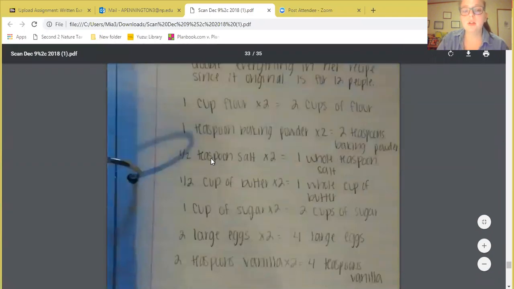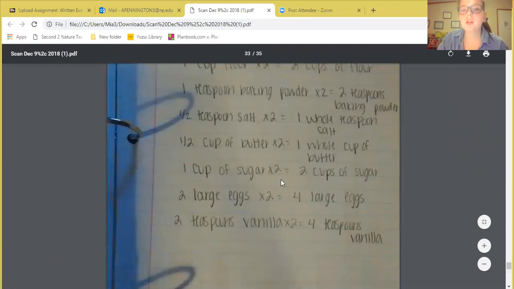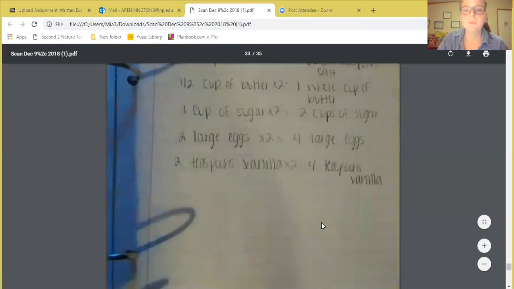So this is what we're going to do. 1 cup of flour times 2 equals 2 cups of flour. 1 teaspoon baking powder times 2 equals 2 teaspoons baking powder. 1/2 teaspoon salt times 2: 1/2 plus 1/2 equals 1 whole teaspoon salt. 1/2 cup of butter times 2 equals 1/2 plus 1/2, which is 1 whole cup of butter. 1 cup of sugar times 2 equals 2 cups of sugar. We have 2 large eggs times 2, so that means we need 4 large eggs. We have 2 teaspoons vanilla times 2, and that gives us 4 teaspoons vanilla.